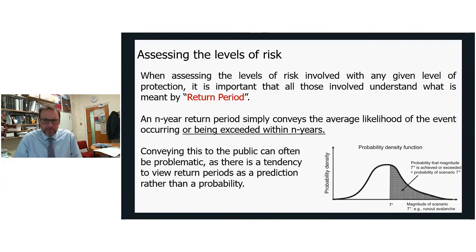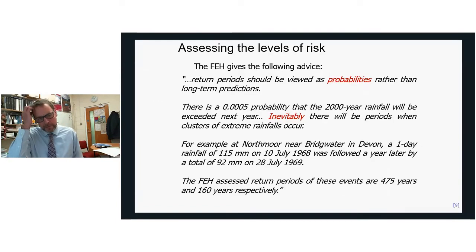But that move seems to have dissipated a little bit, but quite often in government documents you'll see them talking about flood return periods, and alongside that in brackets the probability of a flood occurring. So this is an example from the FEH. Return periods should be viewed as probabilities rather than long-term predictions. So there is a 0.0005 probability that a 2,000 year rainfall will be exceeded next year.